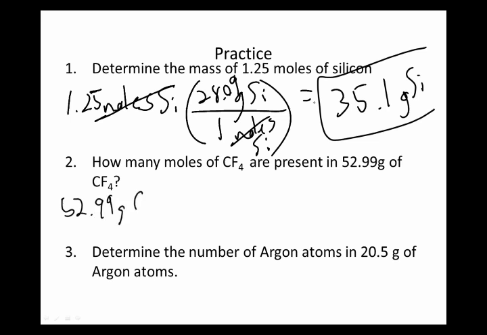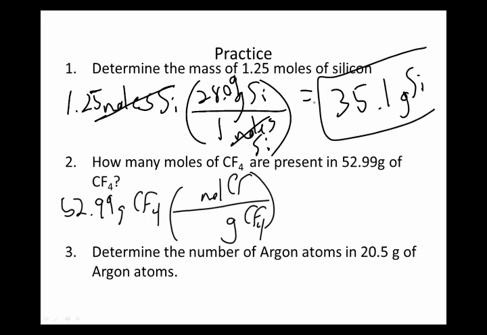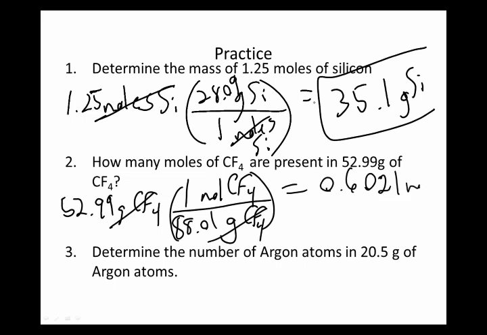52.99 grams of CF4. Right? I'm going to put grams CF4 in the bottom, moles CF4 on top, 1, and I have to calculate the molar mass of CF4. Looks like fluorine is 19, so I take 19 times 4 plus 12.01, and I get 88.01. 52.99 divided by 88.01 is 0.6021 moles of CF4.